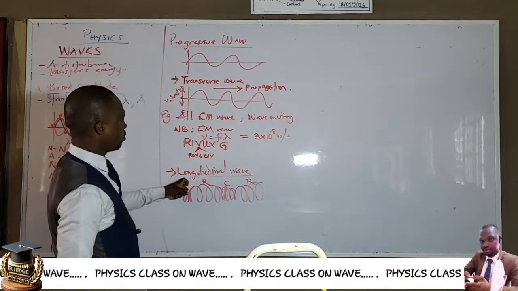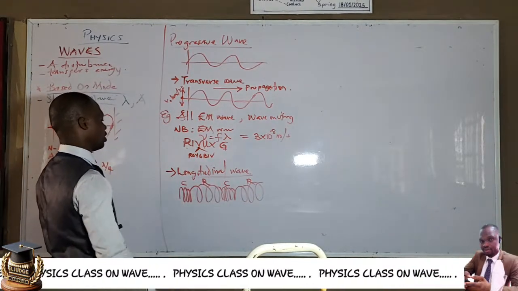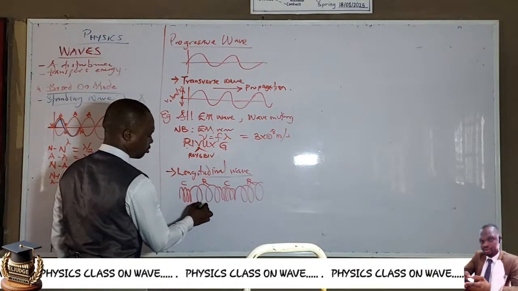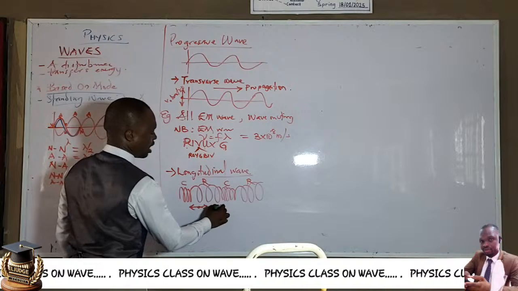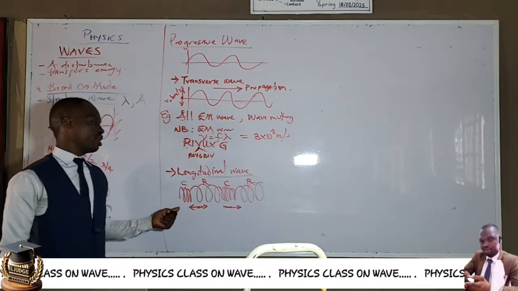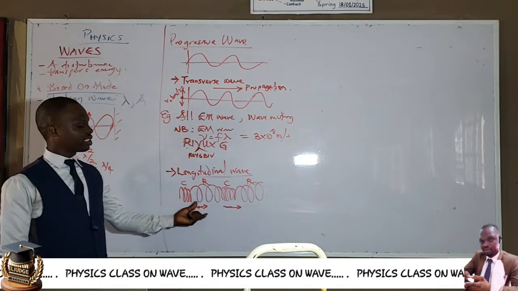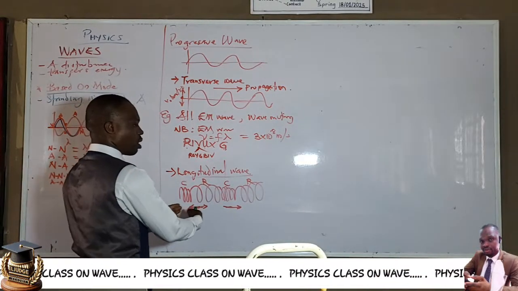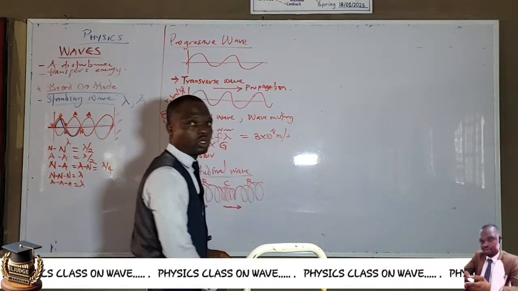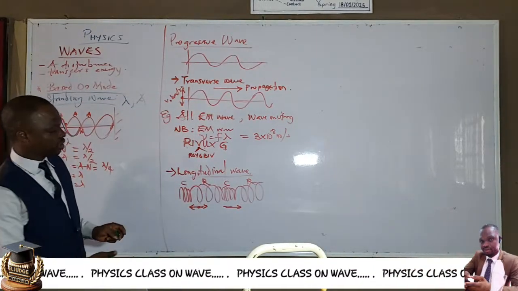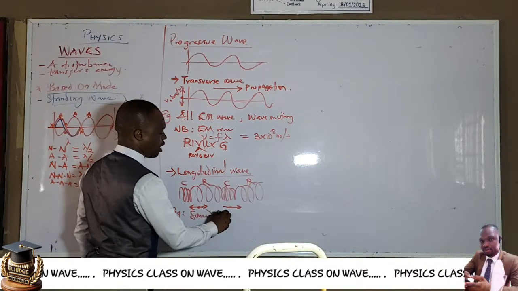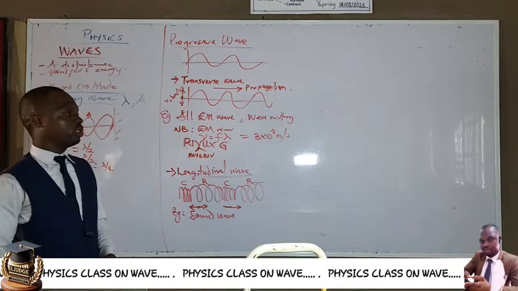So the distance between compression and compression is a wavelength. So this is the direction of vibration, and also this is the direction of propagation. A longitudinal wave is a wave in which the direction of vibration of the wave is parallel to the direction of propagation. So this is an example of a longitudinal wave. A good example is a sound wave. Sound wave is a longitudinal wave.